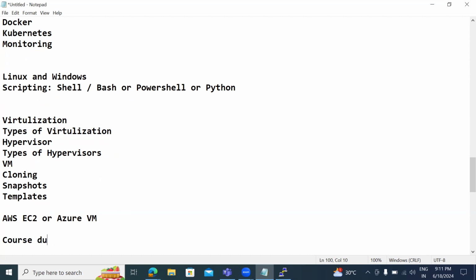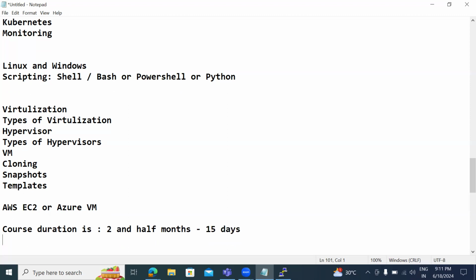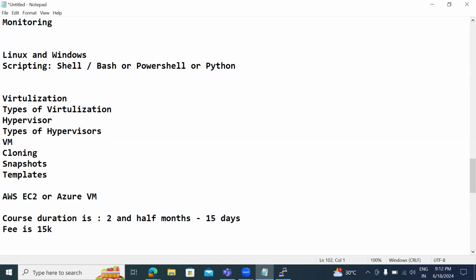The course duration is 2.5 months, or it may take another 15 days also, as we'll cover more scenarios. It may take 2.5 months to 3 months. The fee is 15K. Any doubts on this?